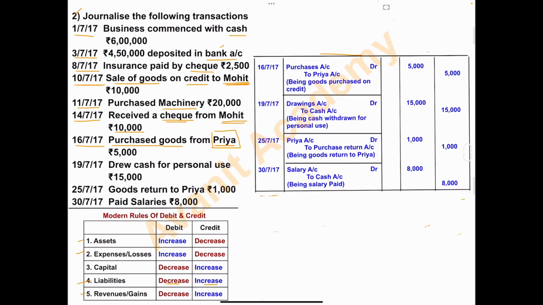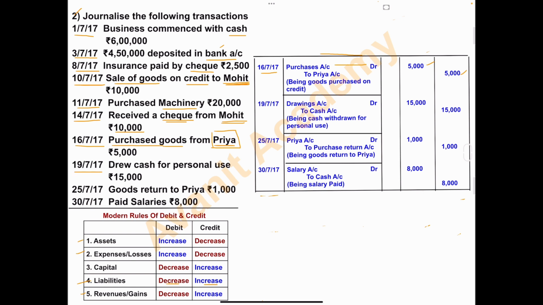First write the date 16th July. Purchases account debtor to Priya's account. And the amount is 5,000. And the narration, being goods purchased on credit.